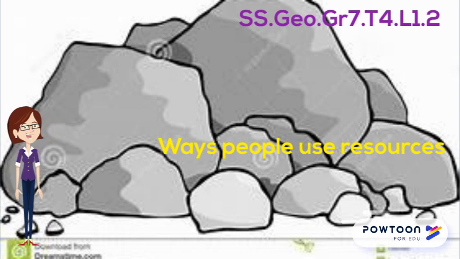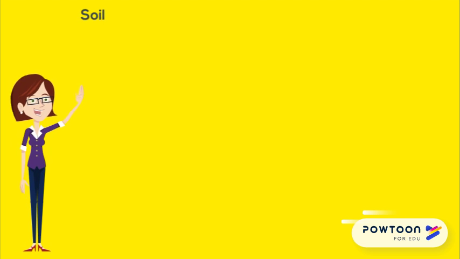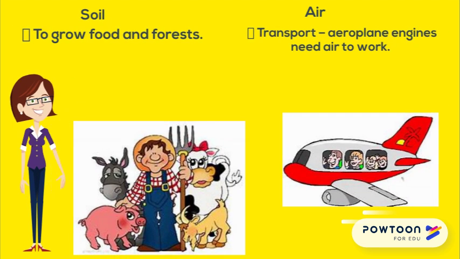Ways people use resources. Now, wizards, looking at how people use natural resources in a number of ways. Rocks, mining: rocks and soil contain important minerals such as gold and diamonds. Heat and electricity: burning coal makes heat and electricity, and also chemicals from coal and other rocks are used in many industries. Soil is used to grow food and forests, and also to raise animals.